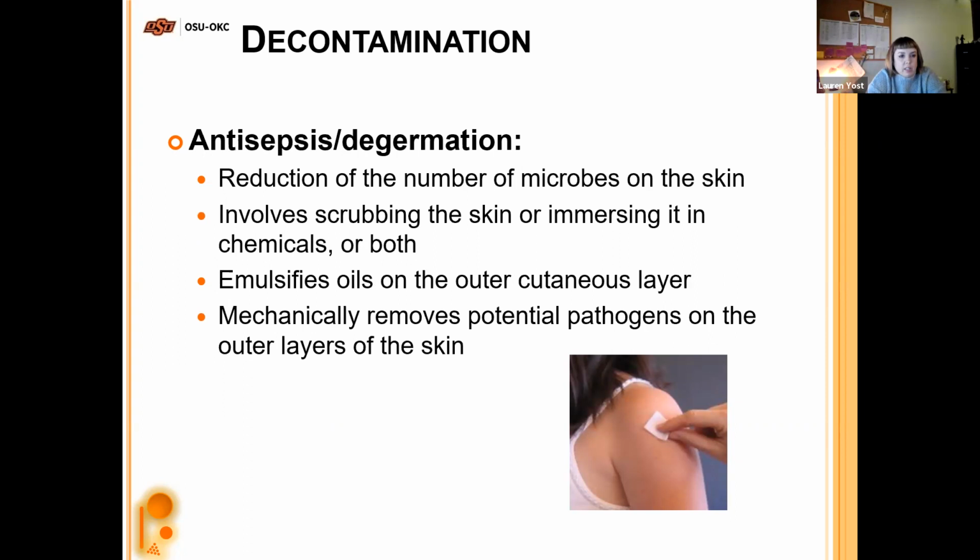So when we are decontaminating things, we can refer to antisepsis or degermination, same thing, reducing microbes on the skin. We will often scrub or immerse it in chemicals or both. That'll emulsify the outer cutaneous layer to get most of the microbes off.